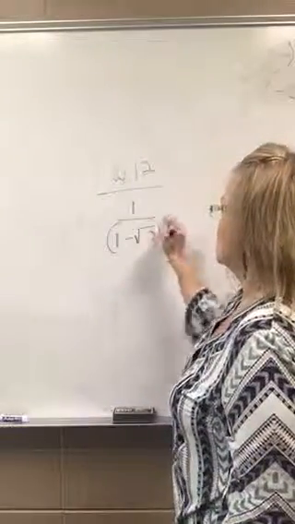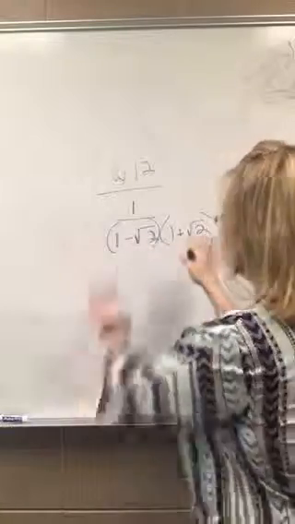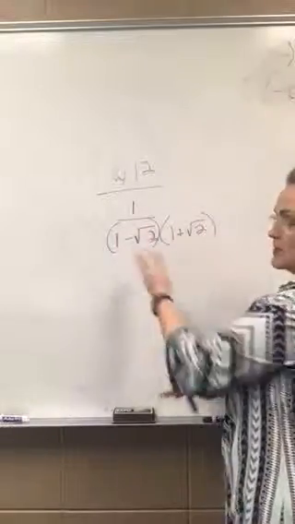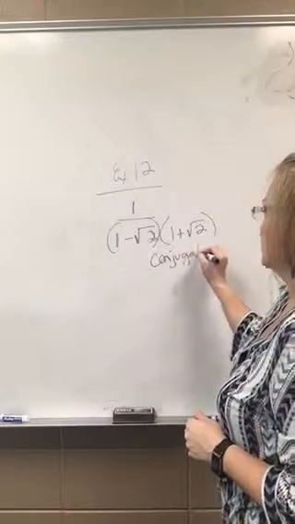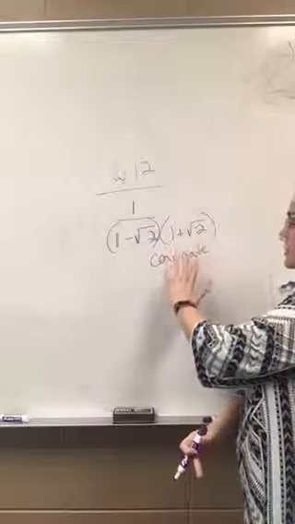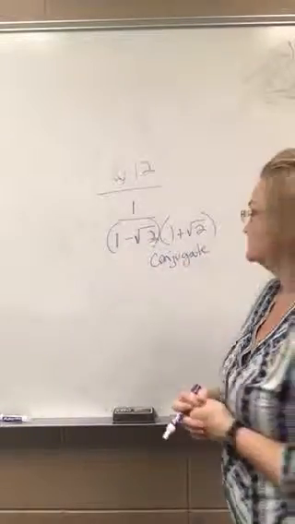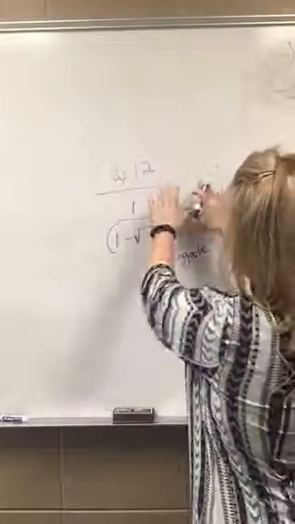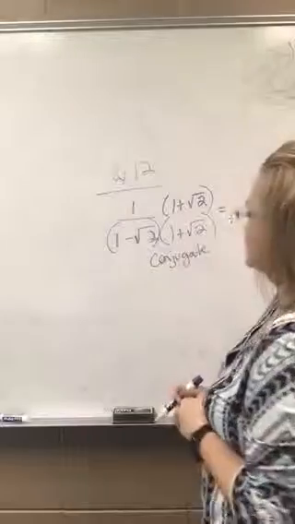If you multiply it by its opposite sign, like the sum and difference, the same two terms, but one's a plus, one's a minus, that's called multiplying by the conjugate. You'll hear that word around in the algebra class. Multiplying by the conjugate always rationalizes your denominator. Again, whatever you do to the denominator, you have to do to the numerator, keeping the balance.